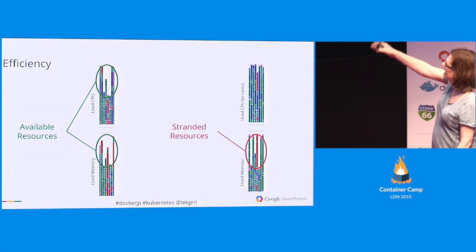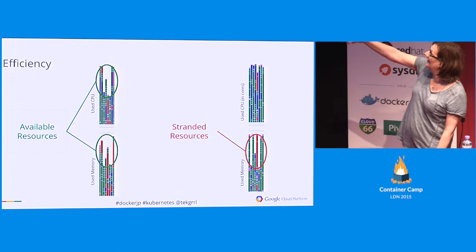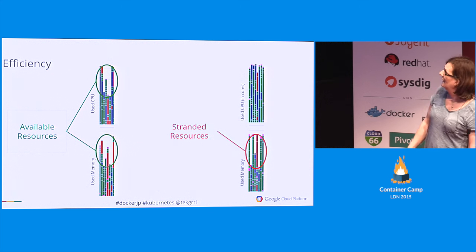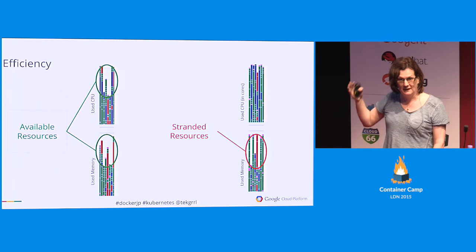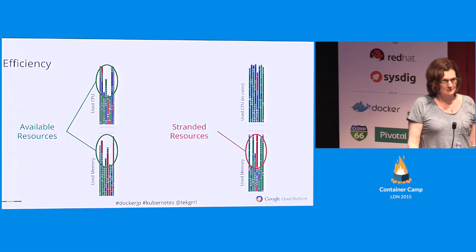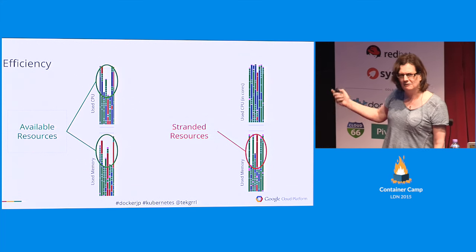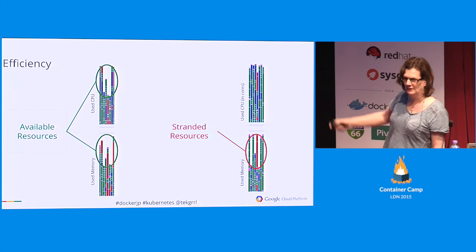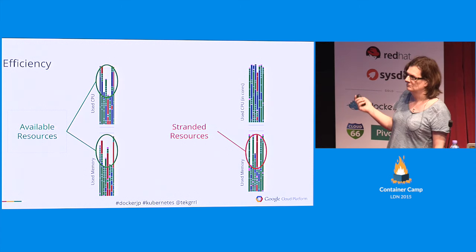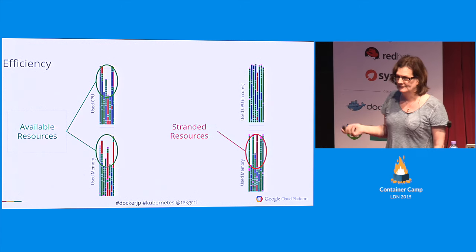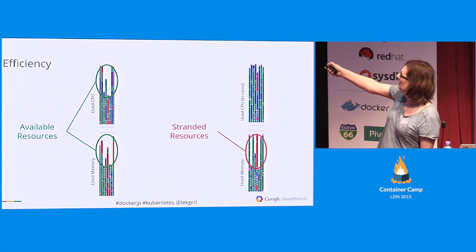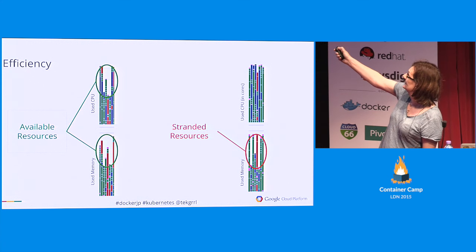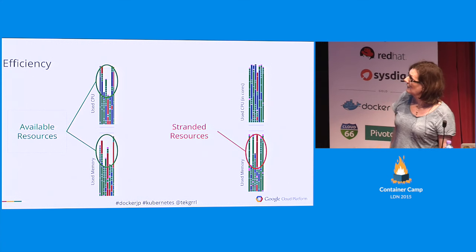This one is not so good though, because we have memory here, CPU at the top, and we can see we have spare memory, but we have no spare CPU cores on those machines. So we can't run anything more on them, but we're wasting that memory. Okay, that's called resource stranding. So those resources down here are no longer available to us because we're maxed out on CPU.